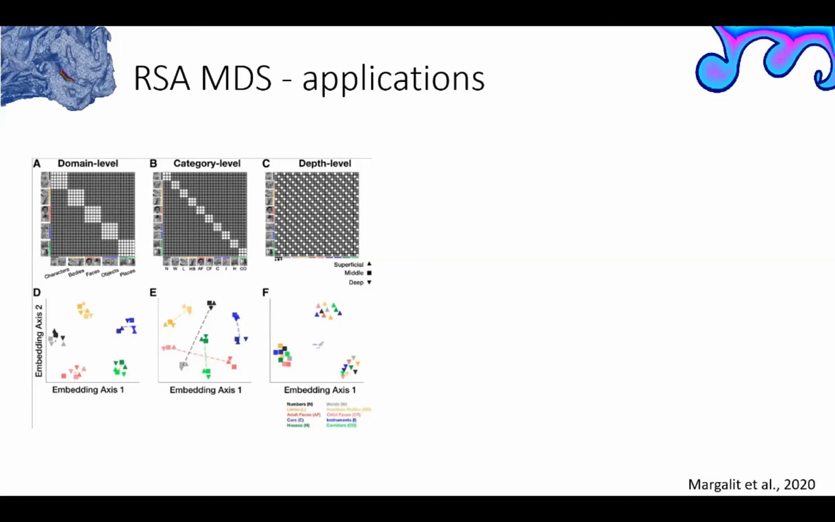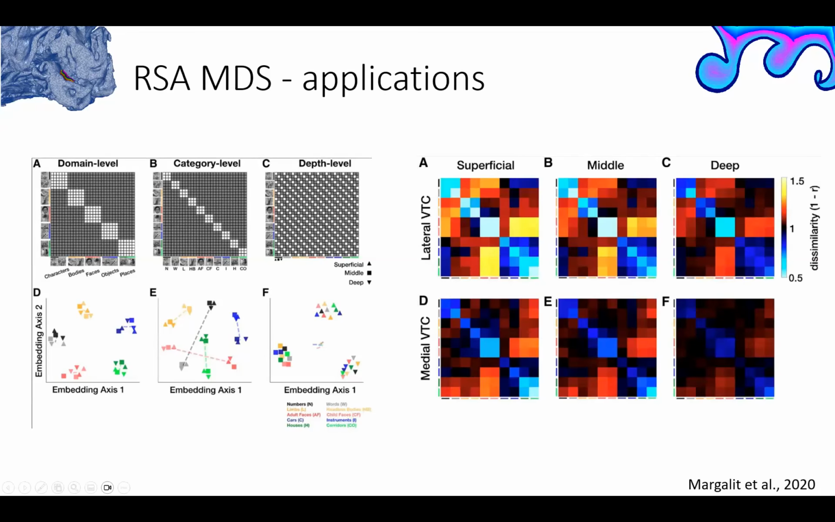And this allowed you to have 3 competing models: a domain level model, whereby the neural representation would be very similar within domains, a category level model where the neural representation would be very similar within category, and then a cortical depth model with related representation geometry down here. These are obviously simulations. So here are some data.